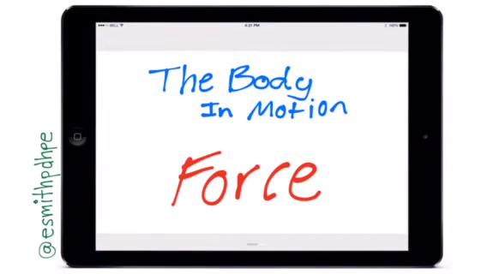Today we're having a look at the body in motion and in particular force. When we look at the concept of force in biomechanics terms, it's the push or pull that acts against a body. We need to look at two concepts with forces.